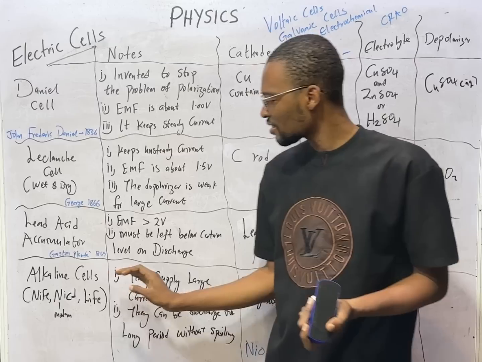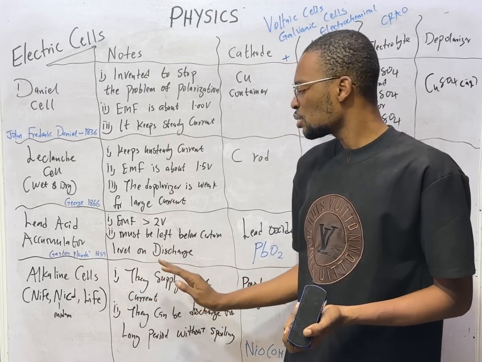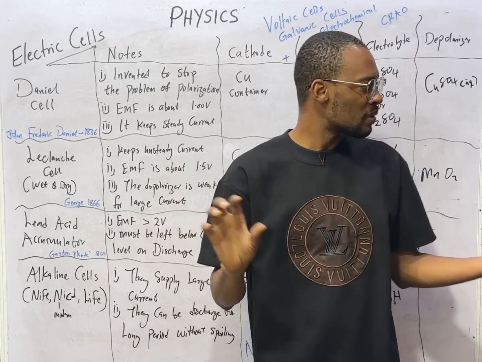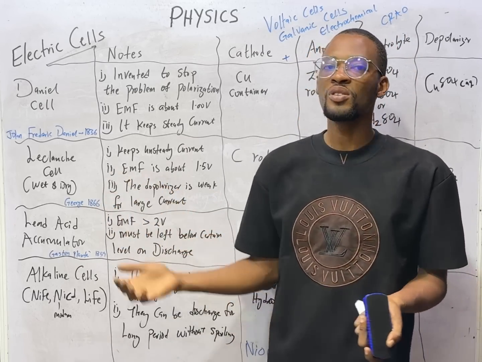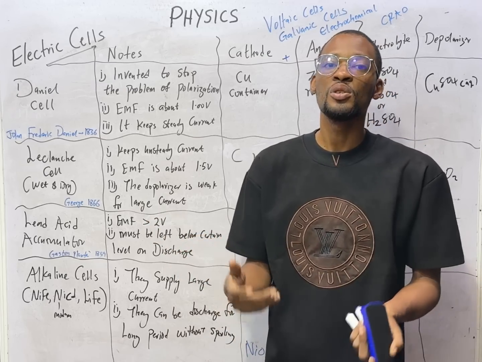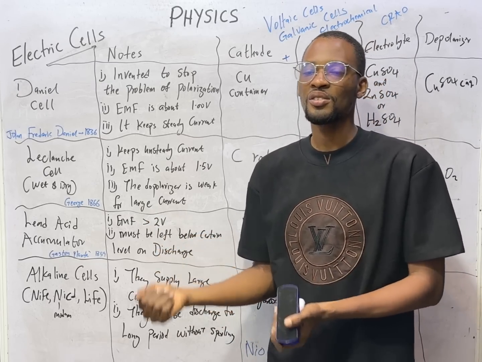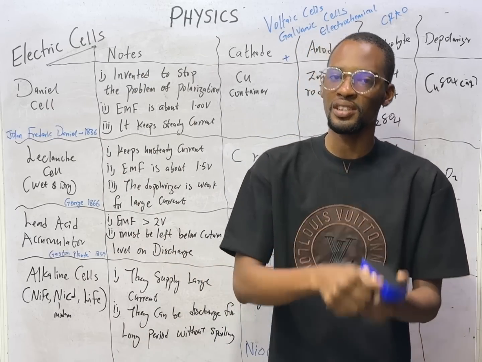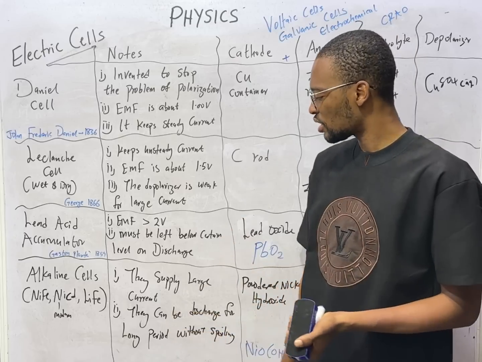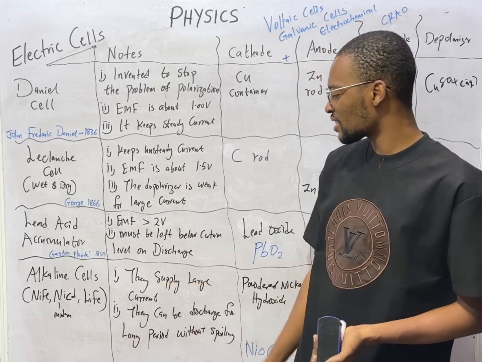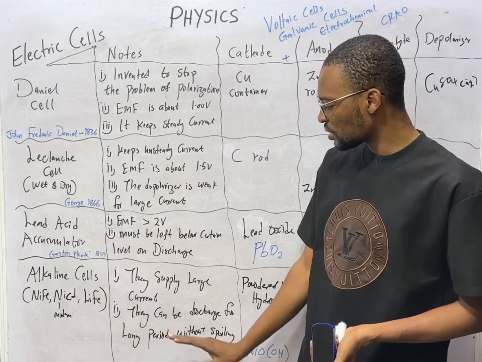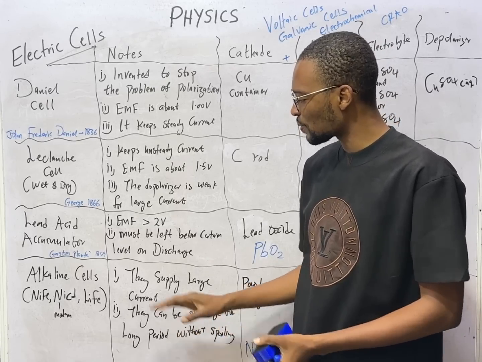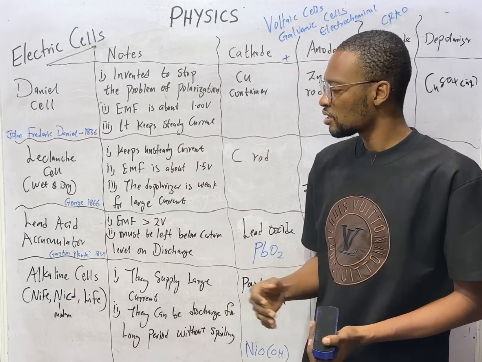Meanwhile, for alkaline cells, take alkaline cells to be your phone battery. And yes, phone batteries and most of those batteries in these gadgets, even if it runs down, after 2 days you plug it, it's going to start charging. You don't need another battery to put in your phone first to boost your phone, then remove the battery and put yours. No, it won't work like that. So alkaline cells can supply large current and they can be discharged for long periods of time without spoiling. So this can supply larger current than any of these cells.